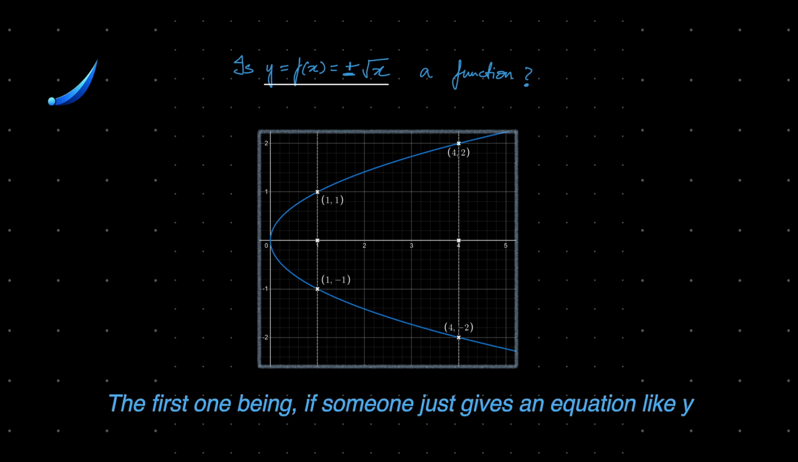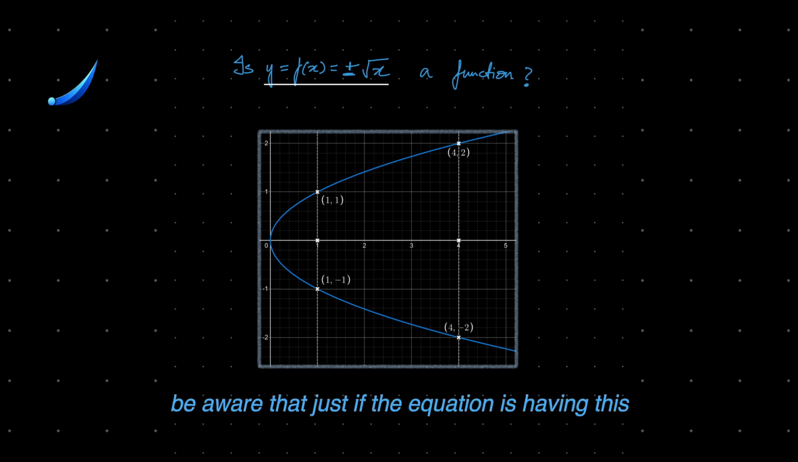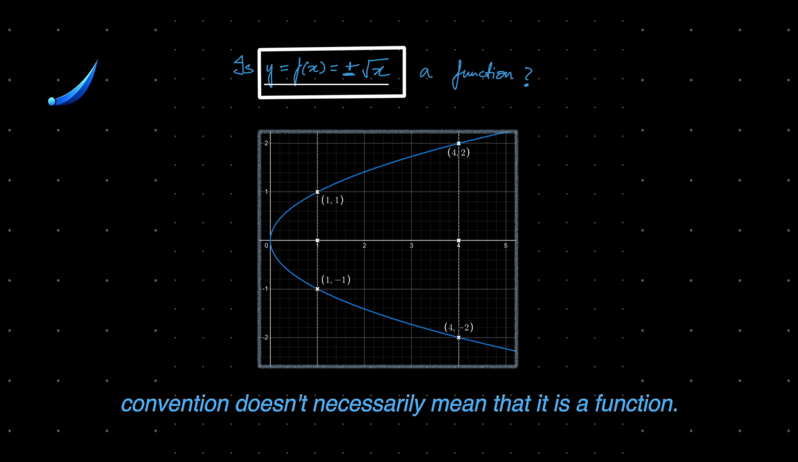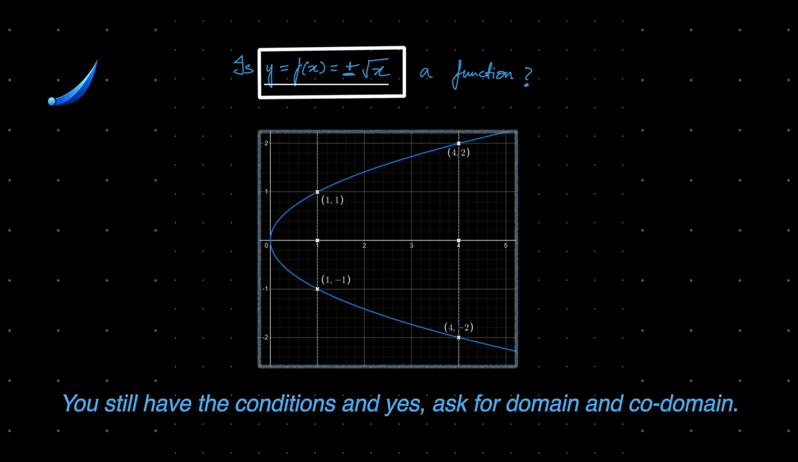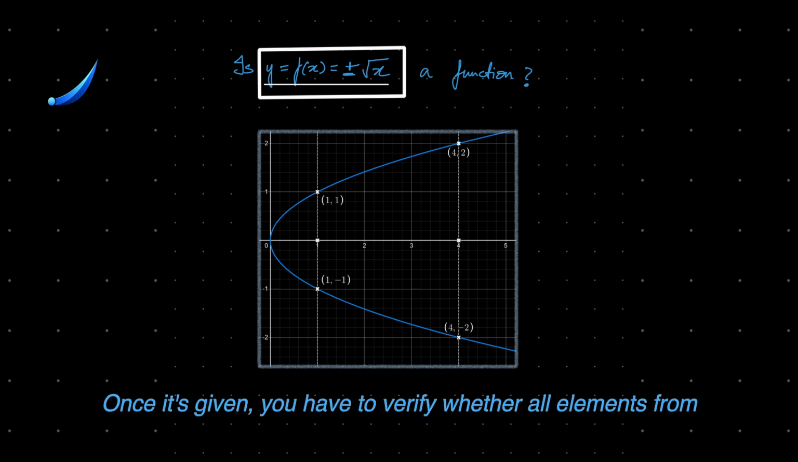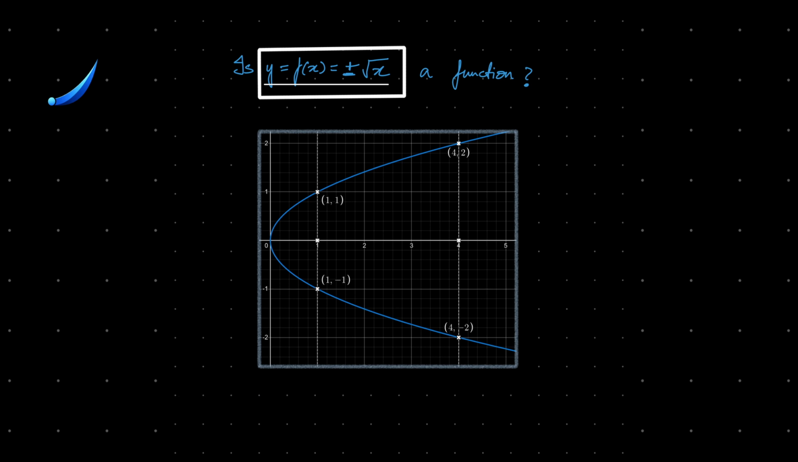The first one being, if someone just gives an equation like y square is equal to x and questions you if that's a function, be aware that just because the equation has this convention doesn't necessarily mean that it is a function. You still have the conditions, and yes, ask for domain and codomain. Once it's given, you have to verify whether all elements from the domain will be paired with exactly one element in the codomain.